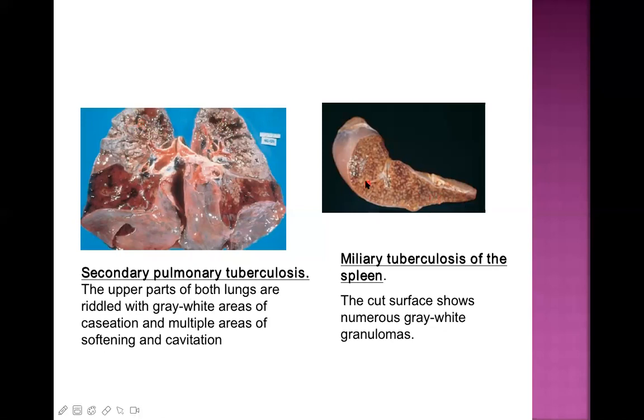And in this condition, there is miliary tuberculosis of the spleen. Look at these white dot-like structures. These are called miliary mottling. They are actually gray-white, but you can also say they look whitish, and this patient must be very seriously ill.